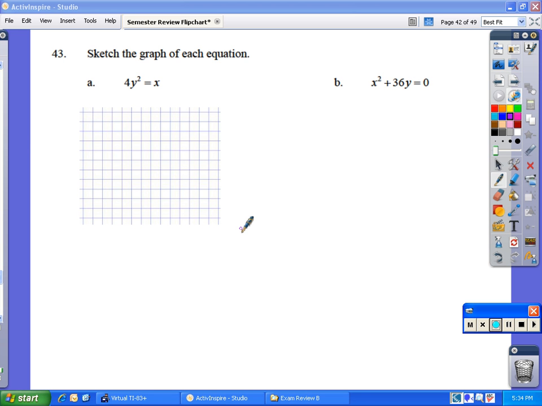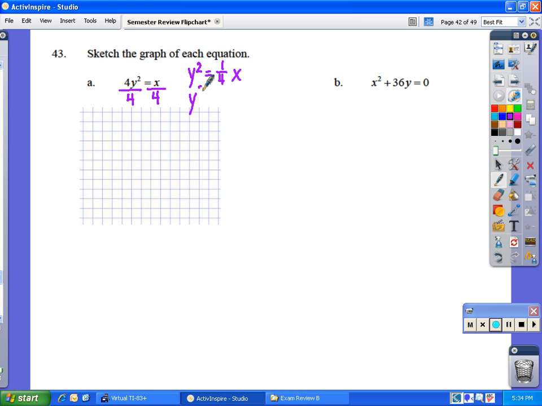In problem 43, we're asked to sketch the graph of each equation. Both of these equations represent parabolas. The first one's not quite in the right form, so we're going to divide each side by 4 and get y squared equals 1/4 x.